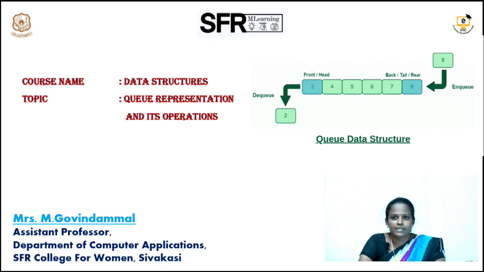Today I am going to discuss queue representation and its operations. In this video, we learn that a queue can be implemented using arrays. A queue can be implemented either using arrays or a linked list. Insertion is possible at one end, known as the rear, and deletion is possible at the other end, known as the front. While implementing a queue, you must take care of the FIFO rule, that means first in, first out.